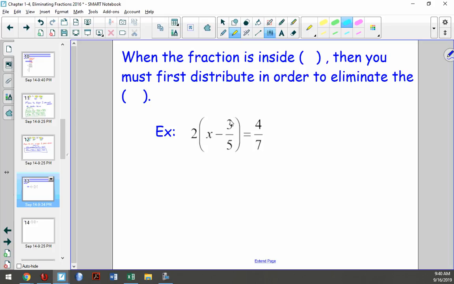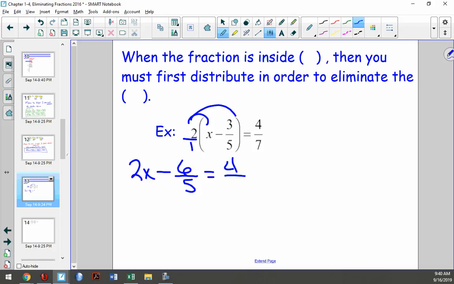So this means I'm going to put this 2 over 1, and I'm going to multiply. So this is a 2x, because that really doesn't change anything, but I'm going to go over here, and 2 times 3 is 6, 1 times 5 is 5, is equal to 4 over 7. I have no parentheses anymore. So now I'm going to locate my fractions. My fractions are 5 and 7. And I'm going to realize I have to do my multiplication tables of 7.